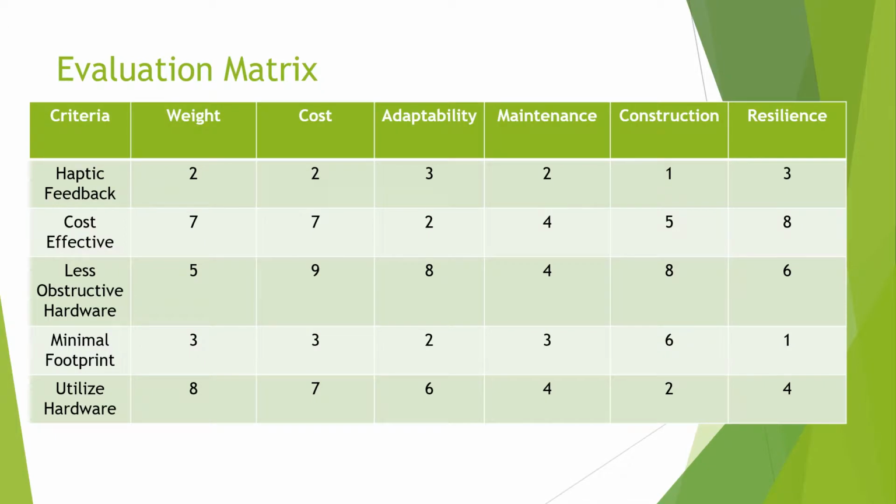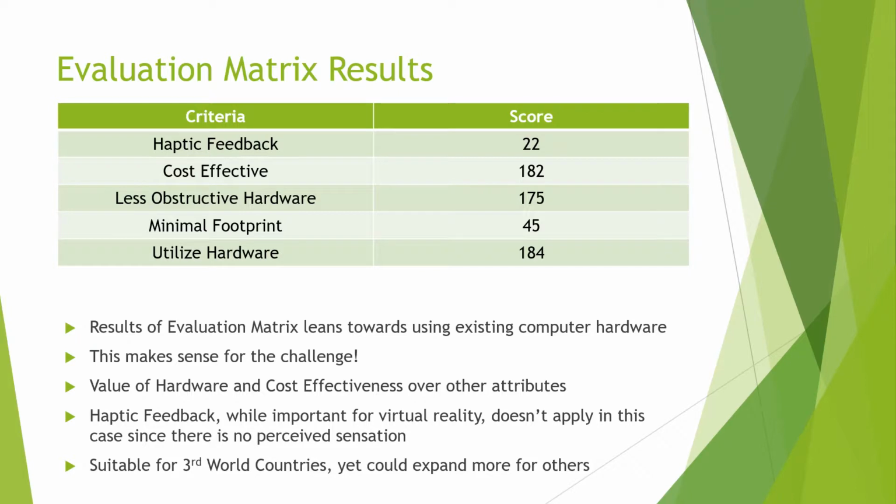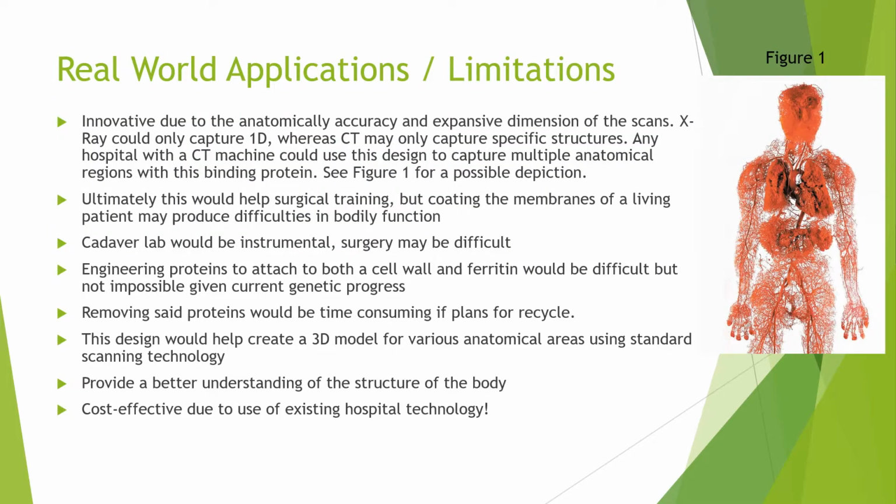Here are our results for our self-graded evaluation matrix, and the final one on the last page. Basically, the results lean toward using existing computer hardware. This makes sense, given the value of hardware and cost effectiveness over all our attributes for a third world country. Haptic feedback, while not really important in this situation, is important for virtual reality, but here we don't have any perceived sensation. The figure over here to the right is a rough depiction of possible imaging.